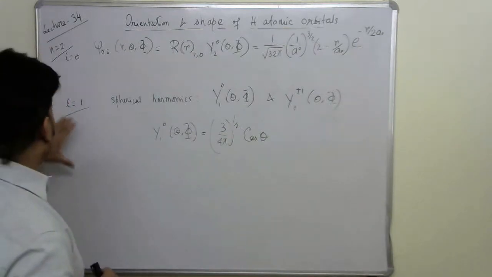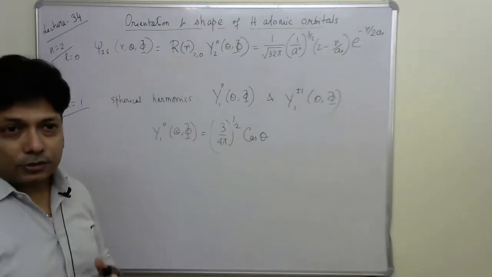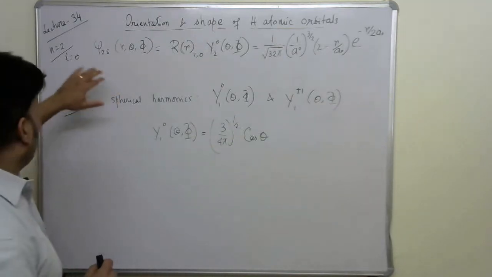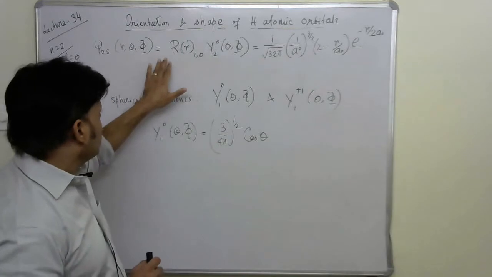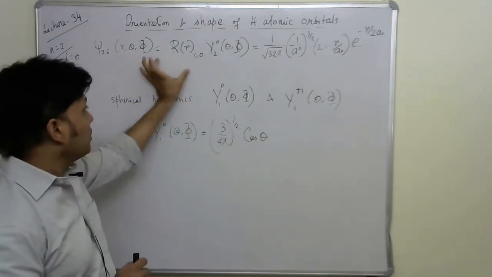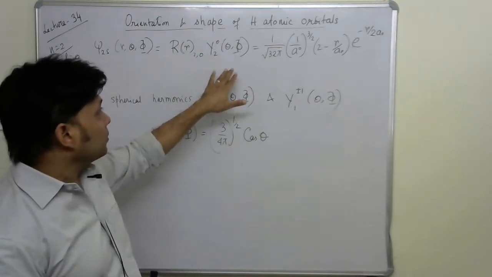There are two situations for n is equal to 2. The possible l values are 1 and 0. So we start with l is equal to 0. For n is equal to 2, l is equal to 0, this becomes the entire wave function. This is the radial part and this is the theta phi part.